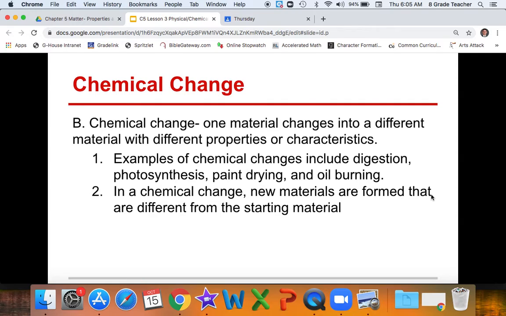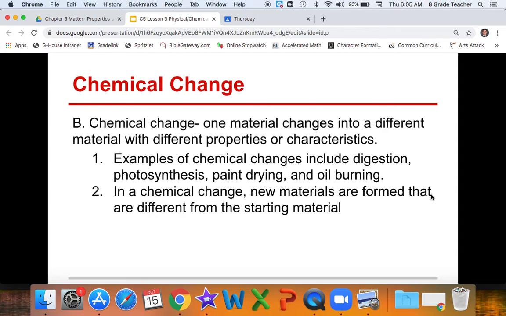A chemical change occurs when one type of matter changes into a different type of matter with different properties. The definition here: one material changes into a different material with different properties or characteristics. Examples of chemical change: chemical changes are going on around you and inside you every single day. Plants use photosynthesis to produce food, the product of chemical changes. When you eat fruits or vegetables produced by photosynthesis, these products must be chemically changed again so that the cells in your body can use them as food.